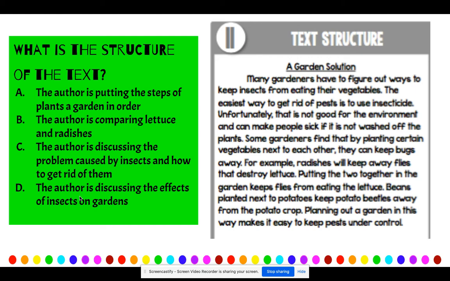D, the author is discussing the effects of insects on gardens. Well, yeah, he kind of does. But remember, look for those keywords in your multiple choice. Here I have problem, here I have effects. What structure goes with effects? Cause and effect. So think about what you want your structure to be, which we know is problem and solution, and find some keywords within your answer to help you find that. Okay, so our best answer here is C, but I'm not done.